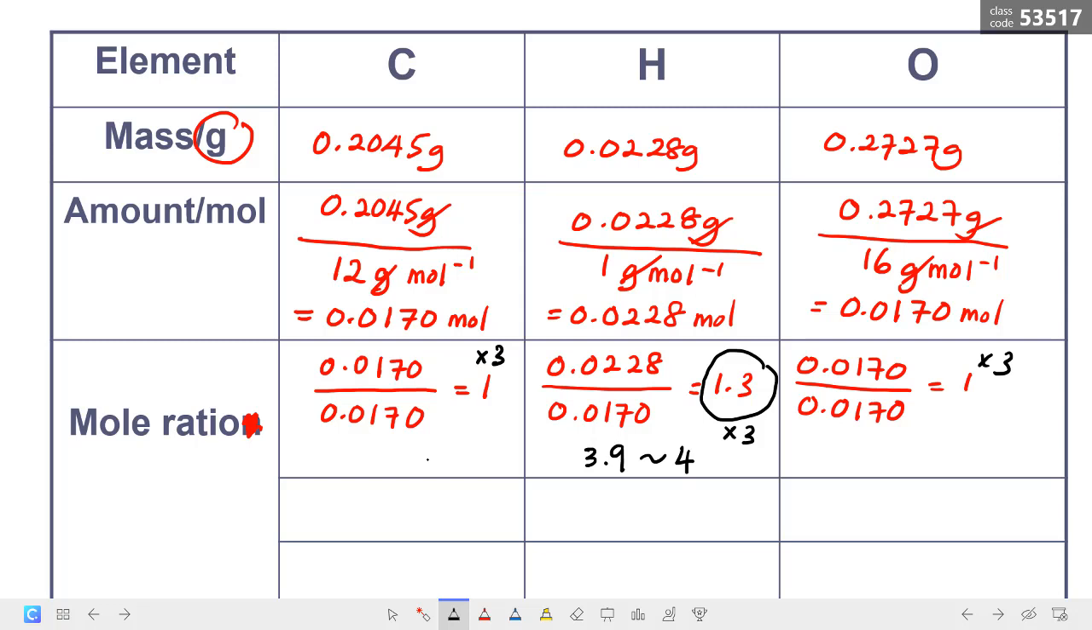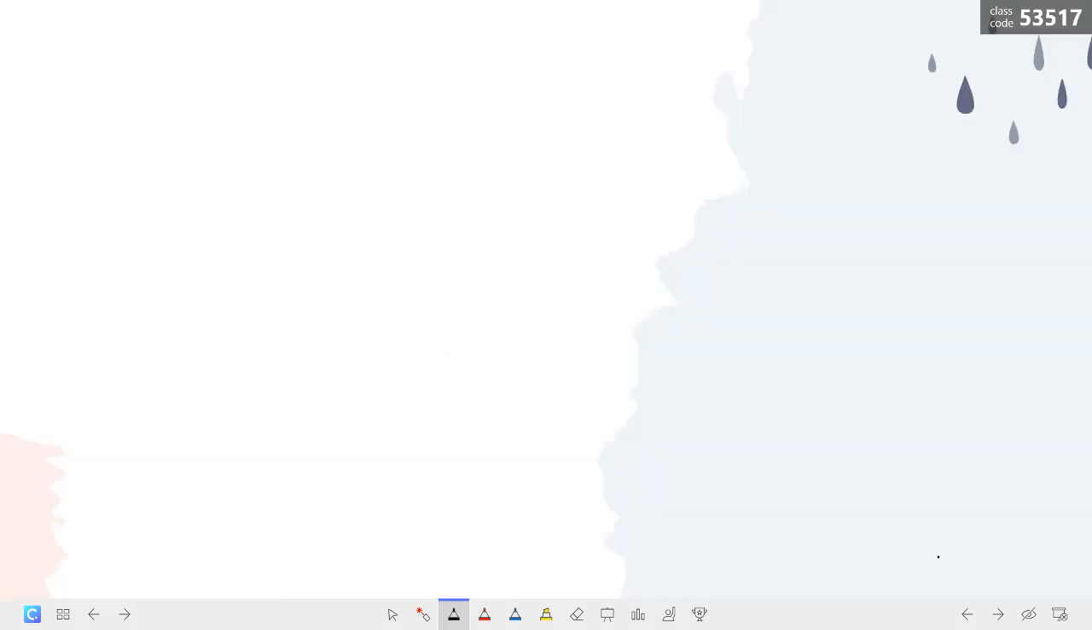Okay. So now here you akan dapat 3. Okay, 3.9 approximately to 4. So here is 4. Okay, and now for oxygen is 3. Okay, yang bawah ni abaikanlah. Saya buat ruang kosong lebih pula. Okay, tapi tak boleh tinggal macam ni ya. Kita kena tulis lah. Okay, apa yang kita nak tulis di sini?